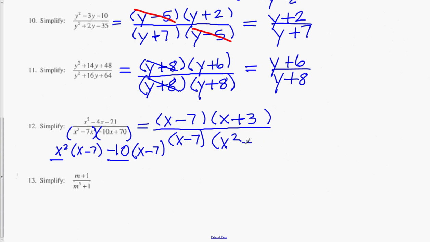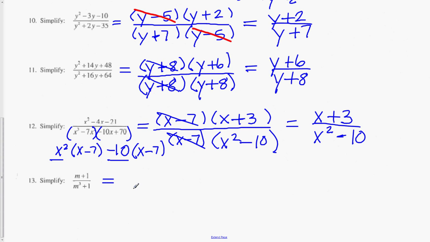X squared minus 10. So on this one, the x minus 7's cancel. I cannot cancel the x with the x squared. Remember, this whole parentheses goes together. And unless the parentheses exactly match, you cannot do any crazy canceling. So there's my final answer. X plus 3 over x squared minus 10.